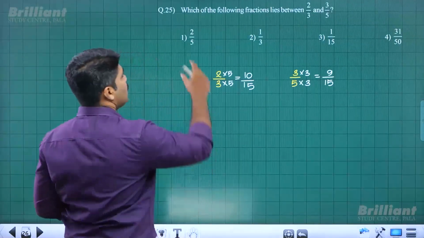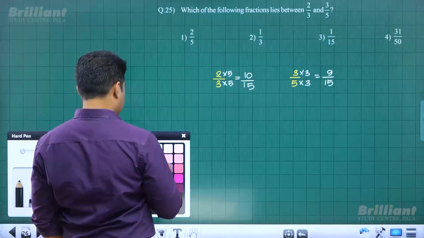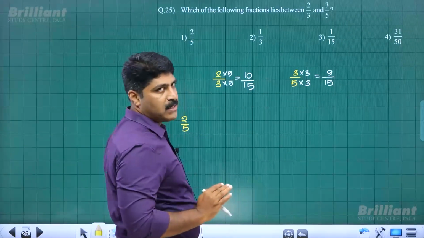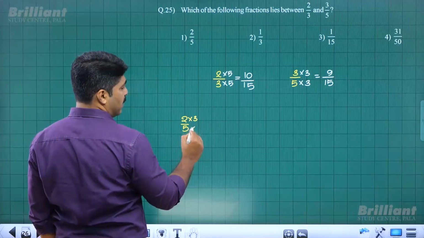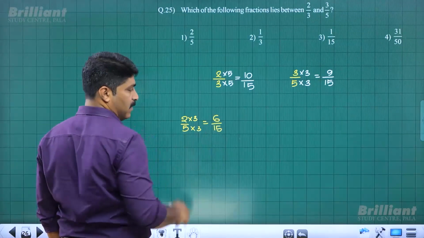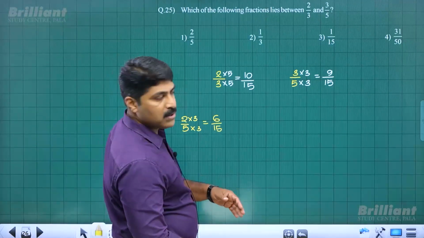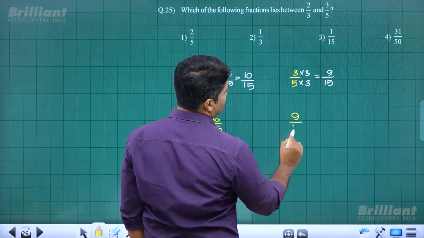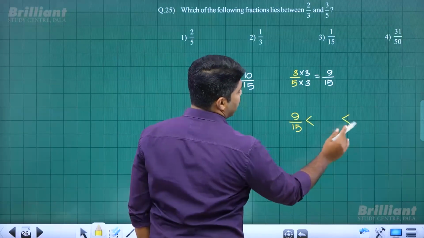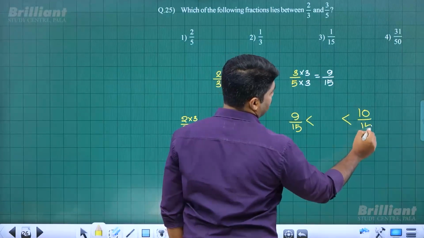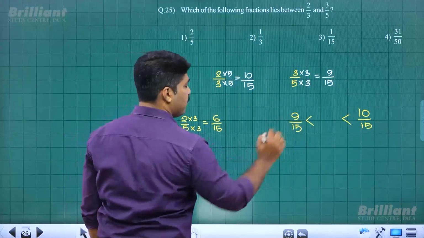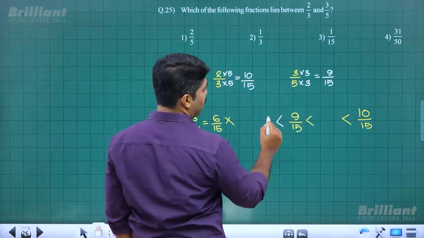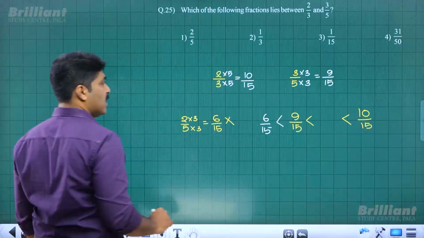So to compare, let's consider the first option, that is 2 by 5. If we convert it to the denominator 15, we multiply the numerator and denominator by 3. This will be equal to 6 by 15. Can we conclude 6 by 15 is lying between 9 by 15 and 10 by 15? Here the least value is 9 by 15, so the answer should lie between this range, up to 10 by 15. Clear? Therefore, 6 by 15 is less than this value, so this is not the answer. If you arrange them, 6 by 15 is here, not in between, right? Therefore, that's not the answer.